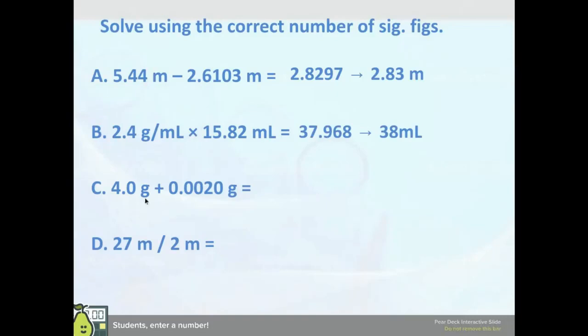The next problem, we're adding, so we're looking at after the decimal. So again, decimals present, we'll come to this side, count all of these. So that's significant. So that one has 1 after the decimal. Decimals present, come to the first non-zero. This has 2 after the decimal. So 2 and 1. So we want to keep 1 after the decimal.